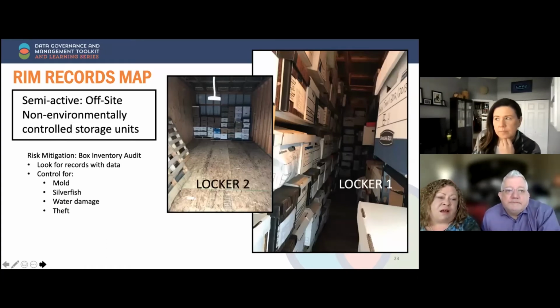The same risks exist also with offsite storage units, where the temperatures are erratic, and you can find that the records are deteriorating through mold, silverfish, and water damage, and you're at a risk of theft with offsite storage units.